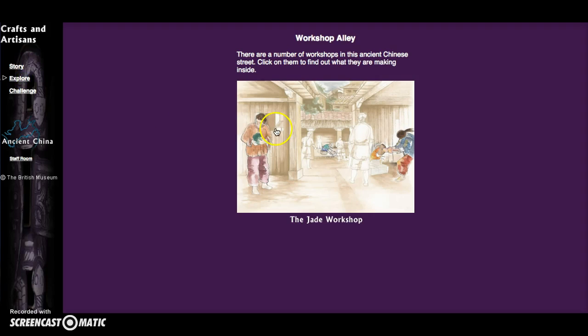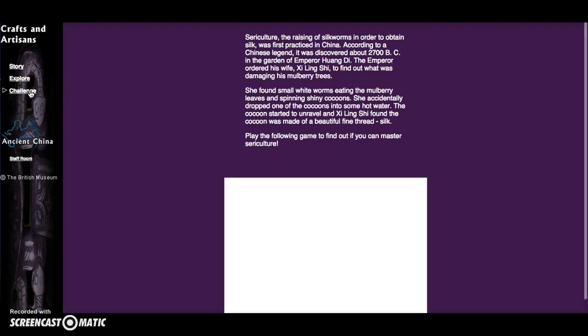On the left side of the screen, you have another menu that you click on explore. That takes you to the workshop, and you can click on any one of the colored images on the workshop, and it will take you to each workshop to explain what the Chinese people did in the workshop. Then you're going to go to the challenge, click on it, read the instructions, and then play through the game.